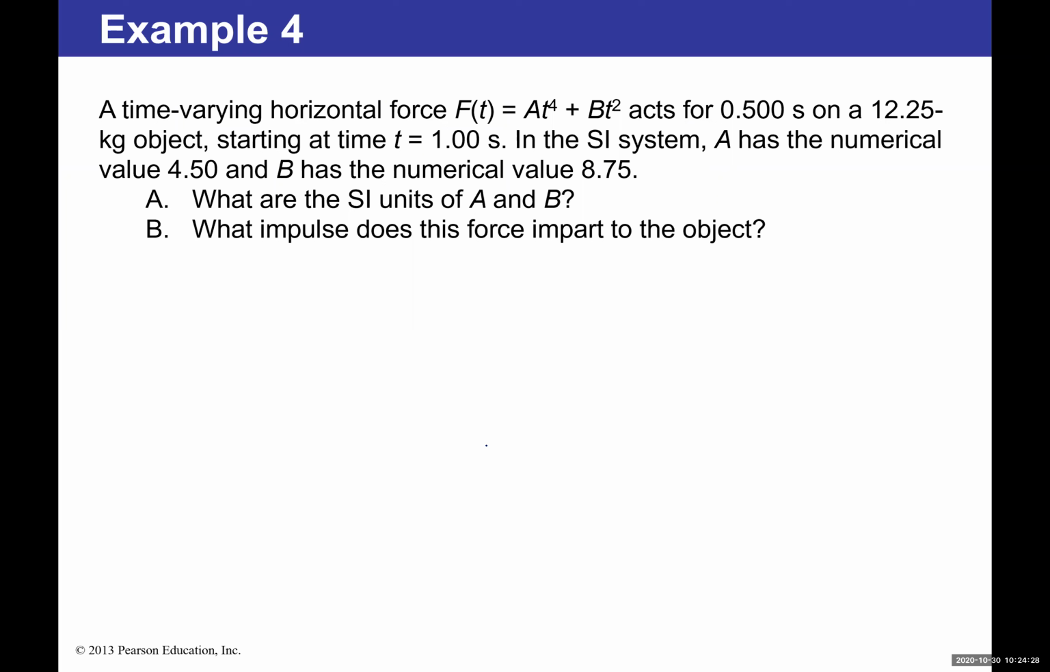Starting at time t equals 1 second. In the SI system, A has a numerical value of 4.5, B has a numerical value of 8.75. What are the SI units for A and B?